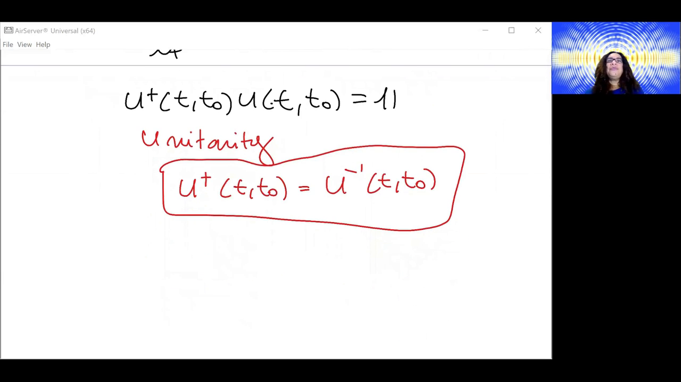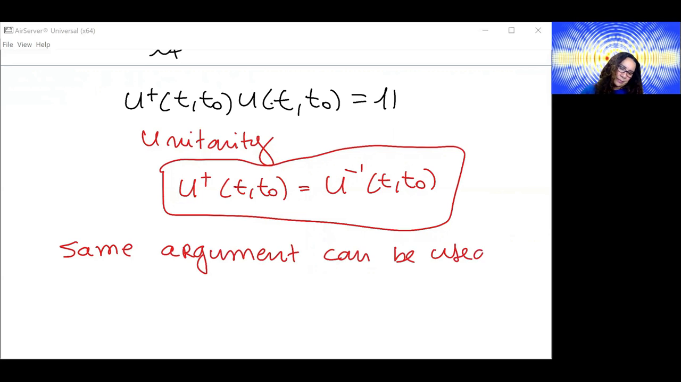And if you would like to prove this for other systems, for instance, if you want to use this to calculate an inner product and show that the inner product is also going to be invariant upon time evolution, you proceed in pretty much the same way. Okay, the same argument can be used in the case of inner products.